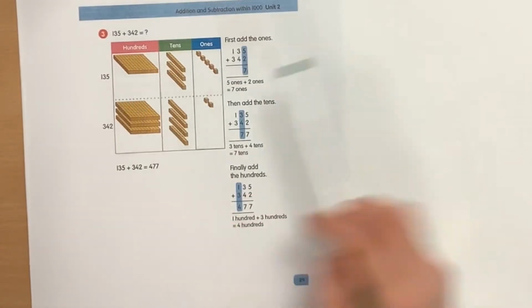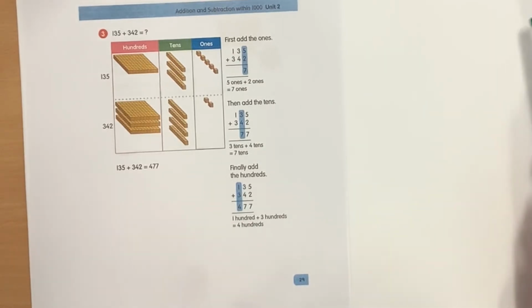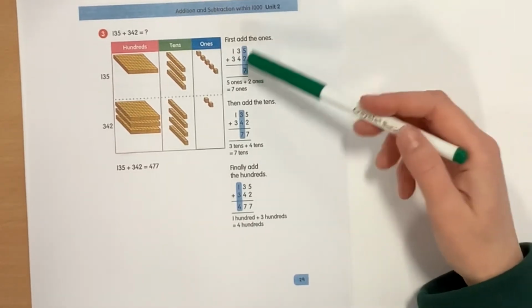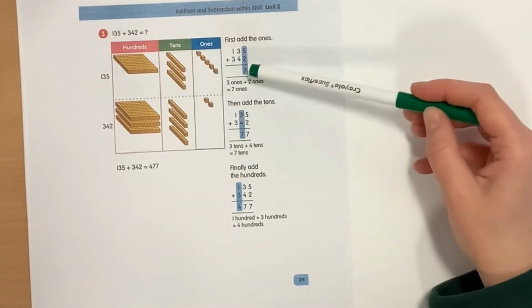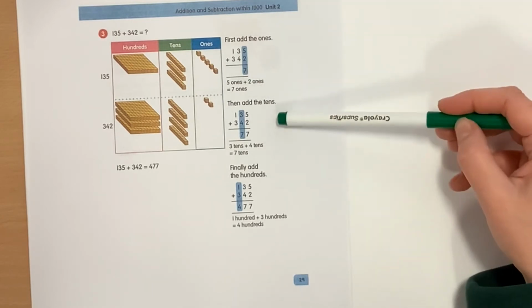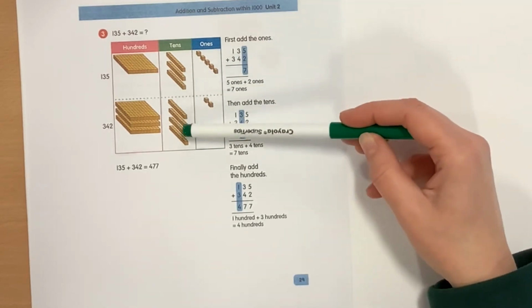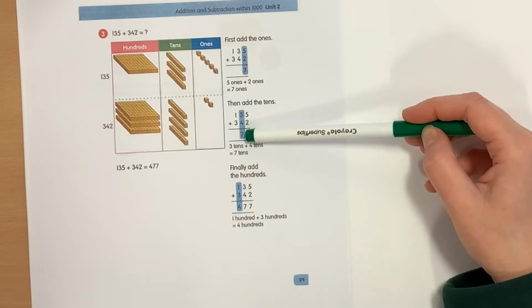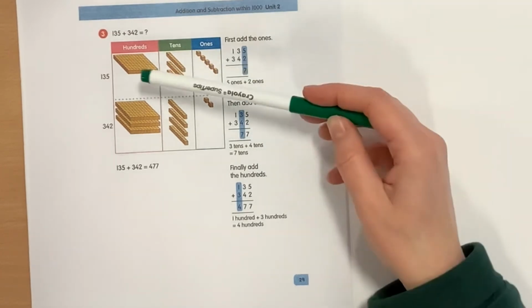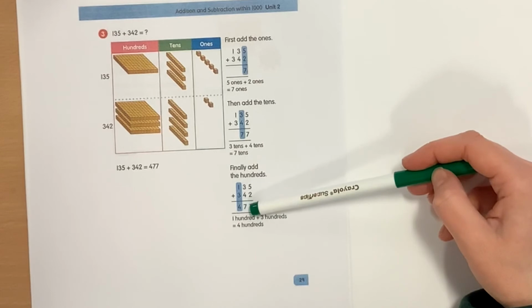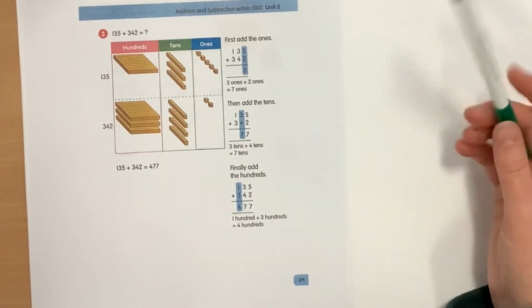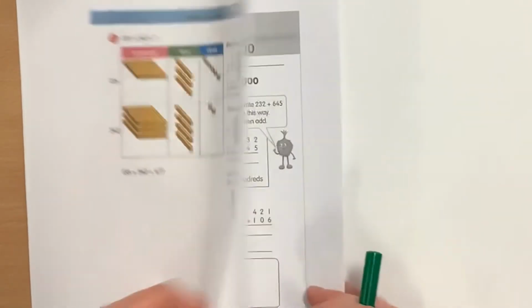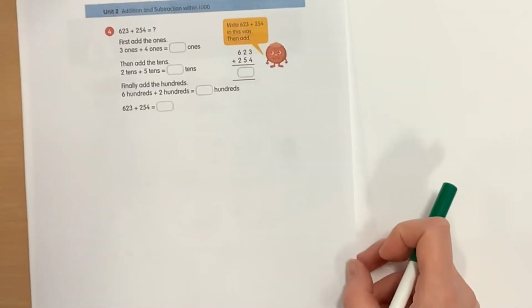How did you get on? So if we have a look here, we've got the picture as well. And if you want to use your base 10 to help you, you can. So first of all, we add the ones. You can see from the picture, we've got 5 ones and 2 ones, making 7 ones. Then we're going to add the tens. 3 tens add 4 tens is 7 tens. Finally, we're going to add the hundreds. 100 add 3 hundreds is 4 hundreds. Altogether, we have 4 hundreds, 7 tens and 7 ones, giving us 477.